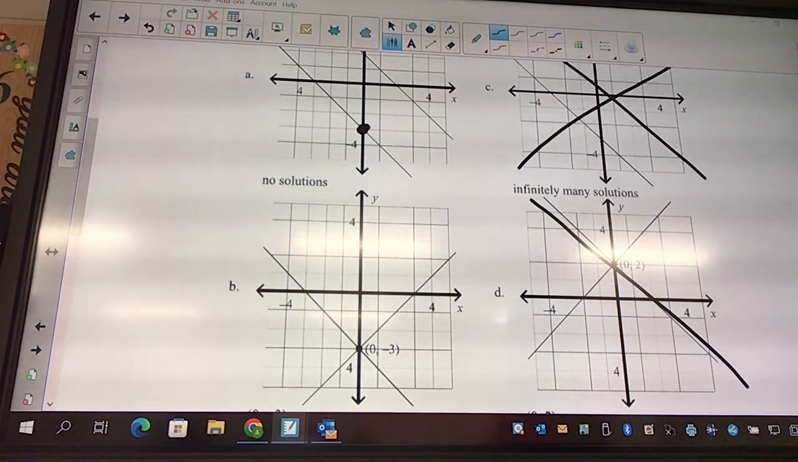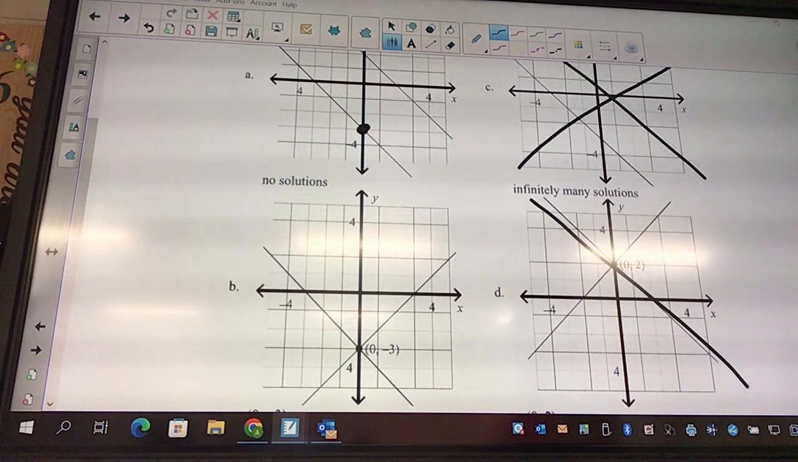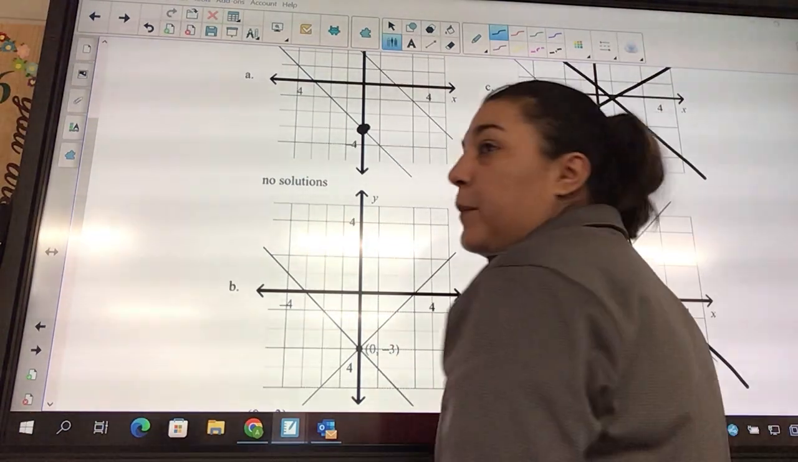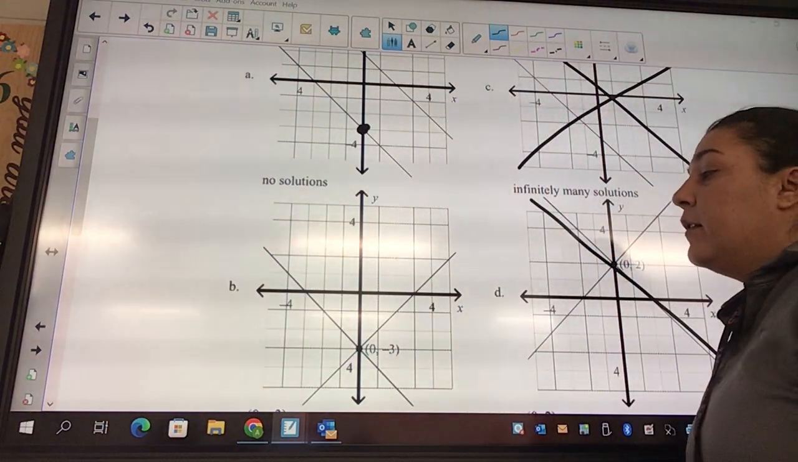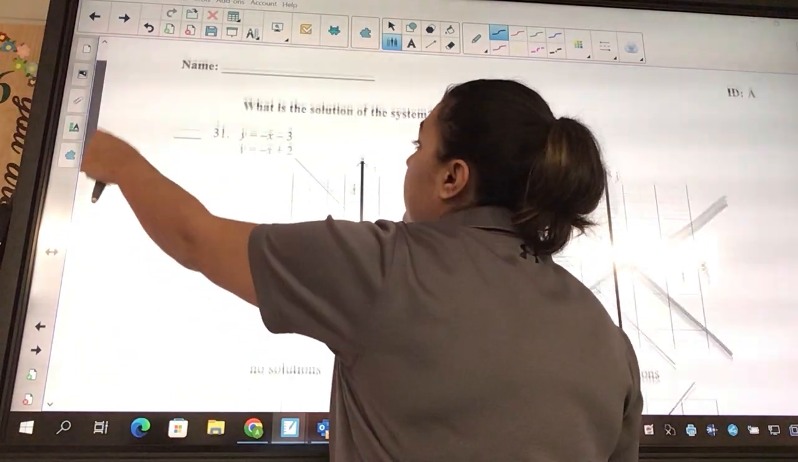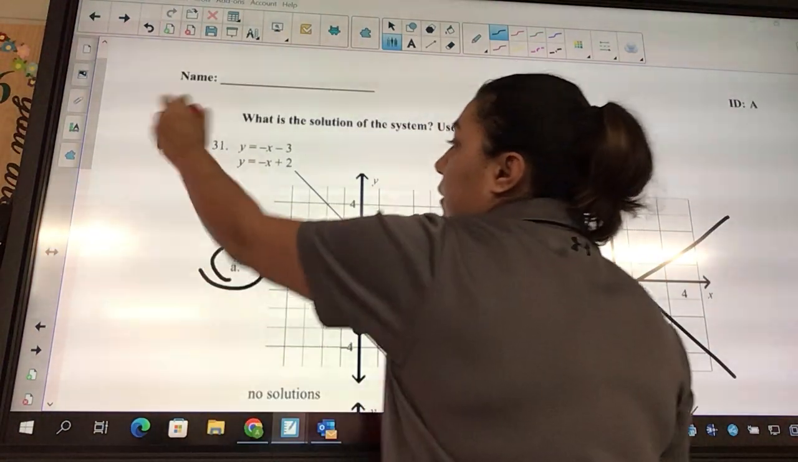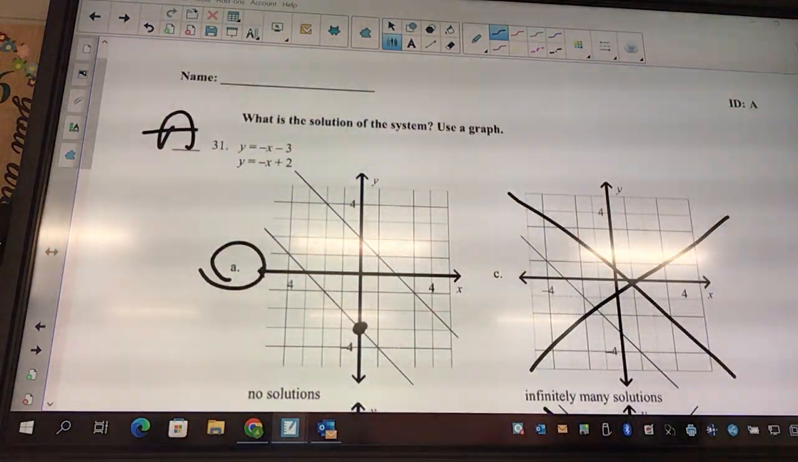Which one starts at positive 2? A starts at positive 2. What's the matter with B? They're both on -3. Yeah, they're both on -3, okay? So it's got to be A. Does everybody understand what I'm doing or not?